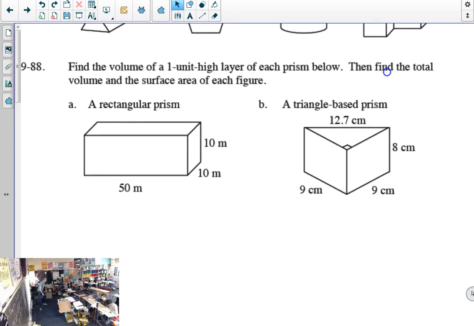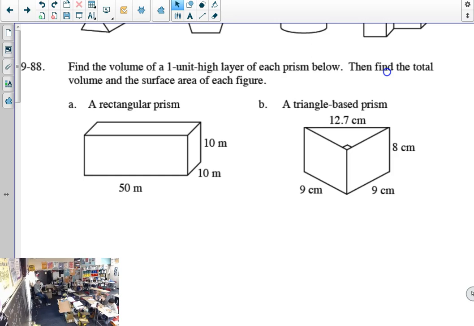What CPM wanted me to do, but there's no time, is teach you guys this by first looking at the single layer at the bottom, which is your big B. So, this whole 1 unit high layer of each prism, that's your big B.